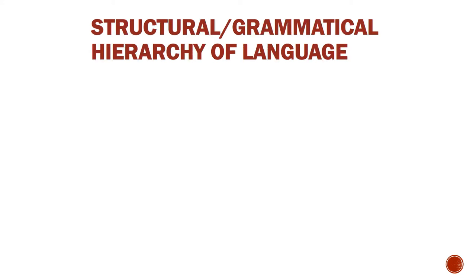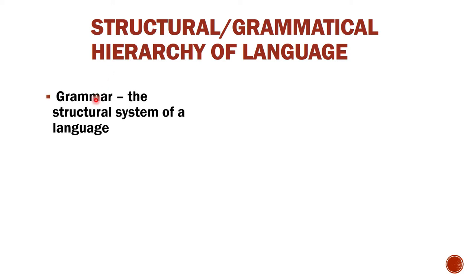So first I will tell you what is the structural or grammatical hierarchy of language. Now there are 2 terms that I'm going to explain. The first one is what is grammatical, and what does the word hierarchy mean? And together, what both these terms mean, right? So as we see, grammar is the structural system of a language. So grammar means rules, grammar means what the language is made up of, how the words are made, how sentences are made. So this is what all grammar tells us, right?